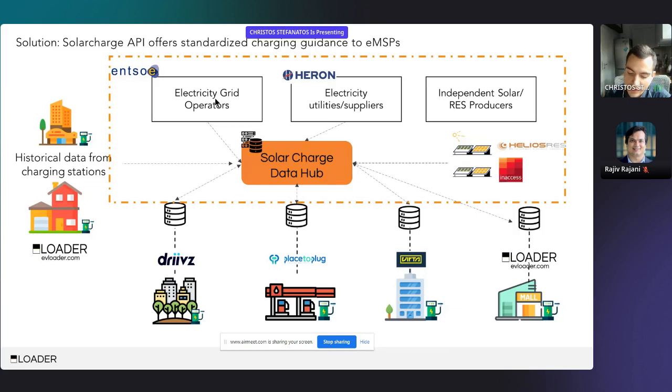And so far, in Greece and in Cyprus, no such initiatives have taken place because there is a complete lack of information exchange between the different stakeholders. So the e-mobility stakeholders have no clear visibility on what is happening in renewable generation assets and the grid in 1 hour's time.